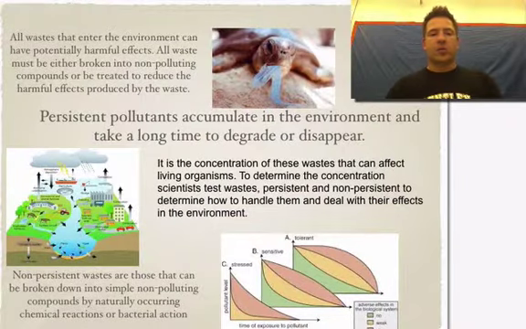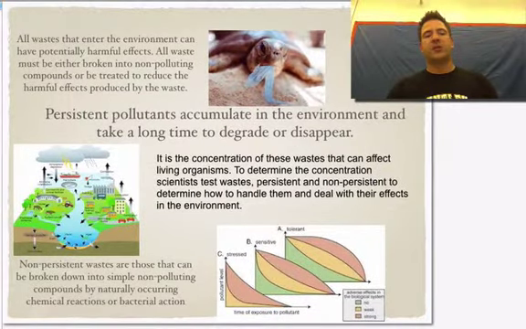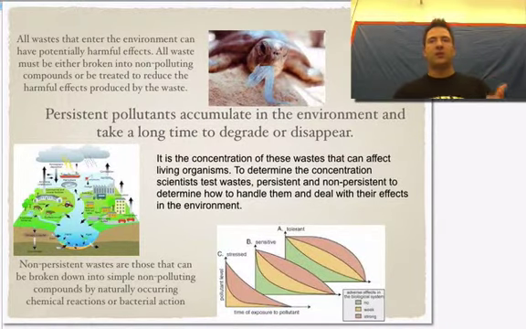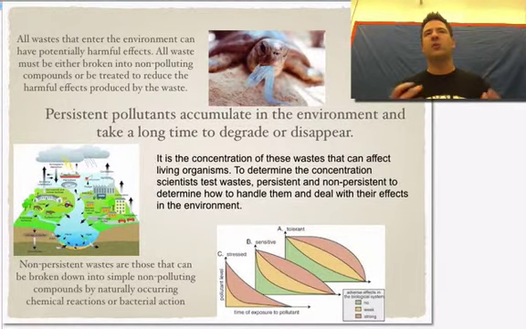So the first thing we're going to talk about here is two types of pollutants and basically what pollution does. Any waste that enters the environment, we can say it's potentially harmful. So those wastes must either be broken down into non-polluting compounds, or we need to treat them to reduce the harmful risks they might have. There are two types of pollutants that we're going to talk about. One is persistent, and think of the word persistence.